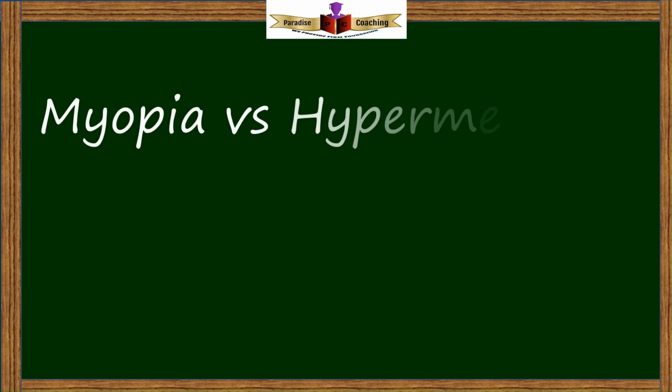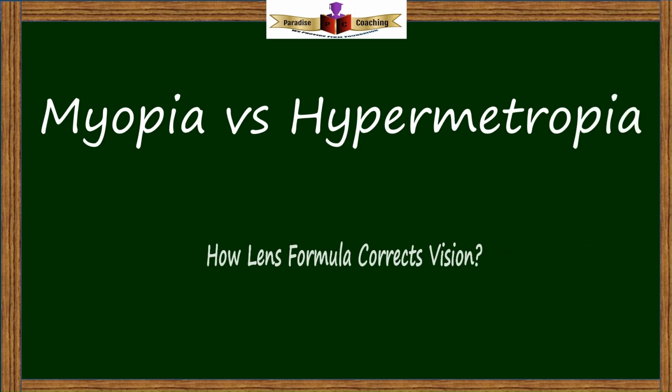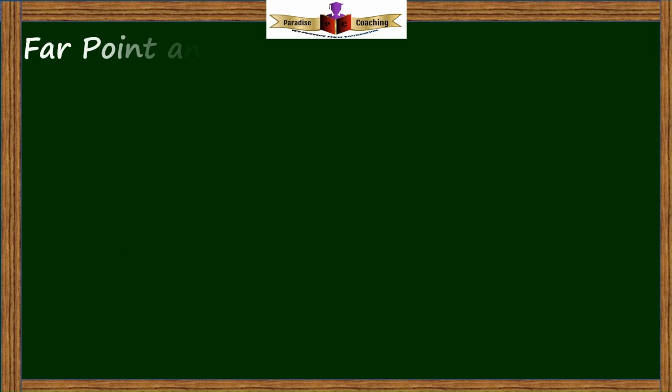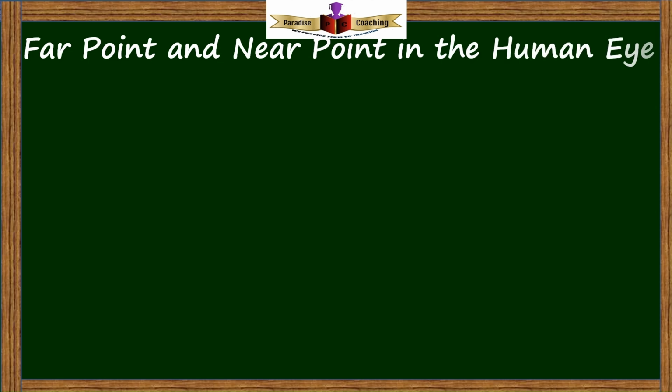Hi guys, welcome to this session on using the lens formula to calculate the required focal length or power of corrective lenses to address common eye defects such as myopia, short-sightedness, and hypermetropia, farsightedness. To find the corrective lens, we can find the specifications of the lens required to bring objects into focus on the retina.